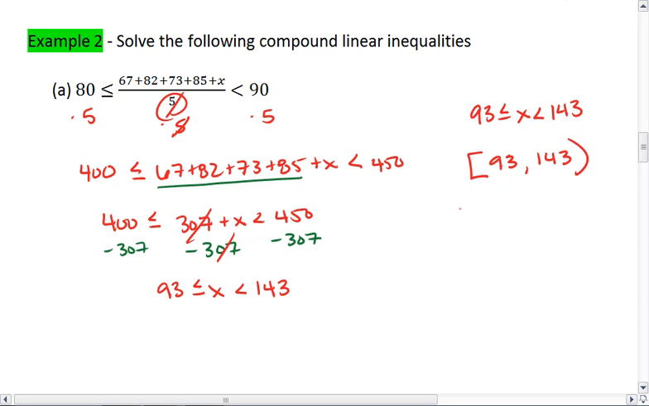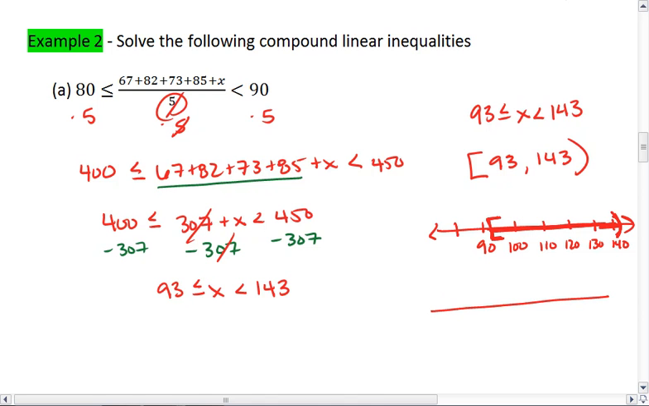When I graph the solution set, there we go, we'll use 90, 100, 110, 120, 130, 140, just got it in there. So we'll use from 93 with a square to 143 rounded, and darken in between.